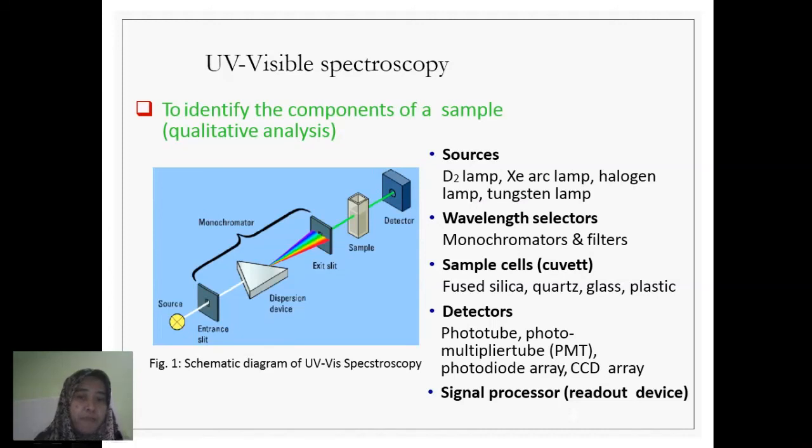Second is the wavelength selector. The wavelength selector consists of monochromators and also the filter.